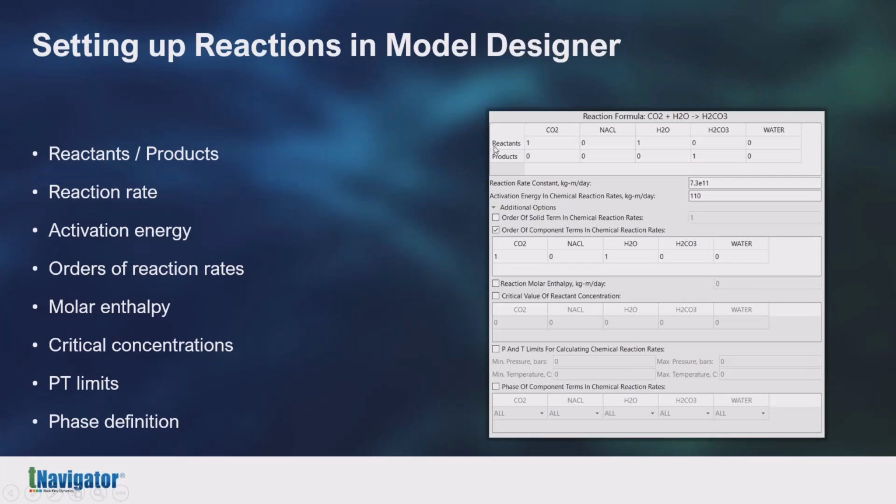Here you can see the reactants and products, and depending on the stoichiometry, you can actually put the numbers here as you need, and the reaction formula itself updates automatically. So you can also QC this very quickly. So in this window, we can supply information on reactants, products, reaction rate, activation energy, and many other parameters that you may need to set up for your reaction.